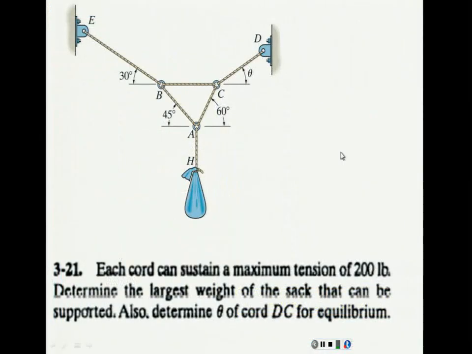Okay, now we're ready for something a little bit more, I won't say complicated, but we have to work a little bit more. Now we have this nice example here, and it says each cord can sustain a maximum tension of 200 pounds. Determine the largest weight of this sack that can be supported. Also determine the angle of the cord DC for equilibrium.